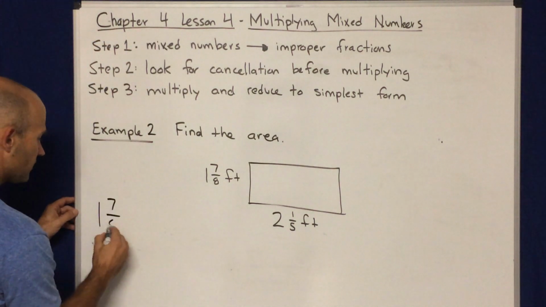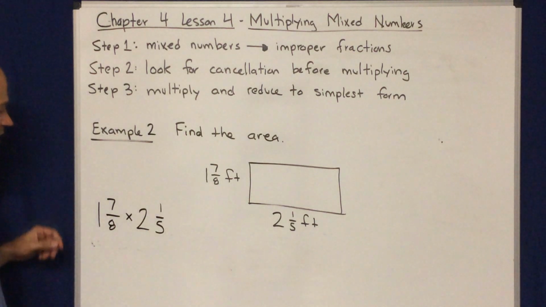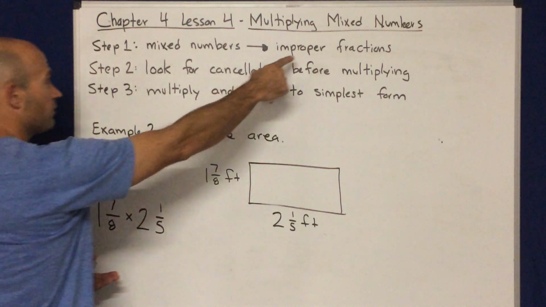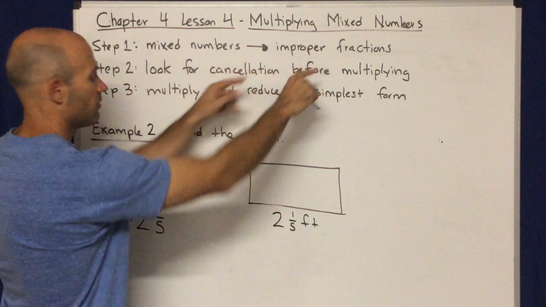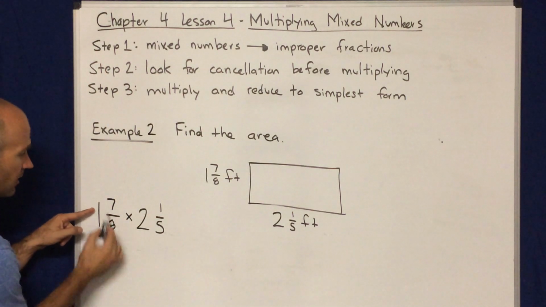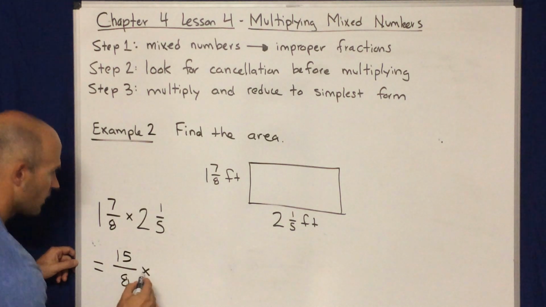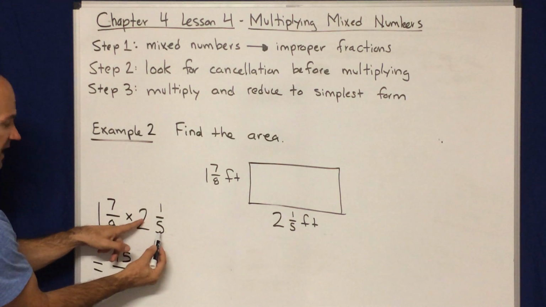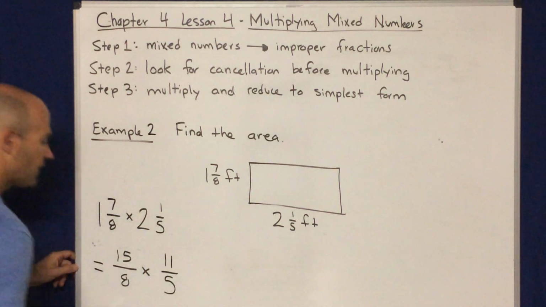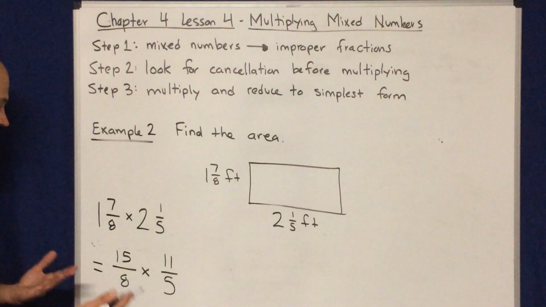1 7 over 8 times 2 1 over 5. Step 1, convert to these improper fractions. I have 2 mixed numbers, convert them both to improper fractions. 8 times 1 is 8, plus a 7 is 15. 5 times 2 is 10, plus a 1 is 11. That completes step 1.